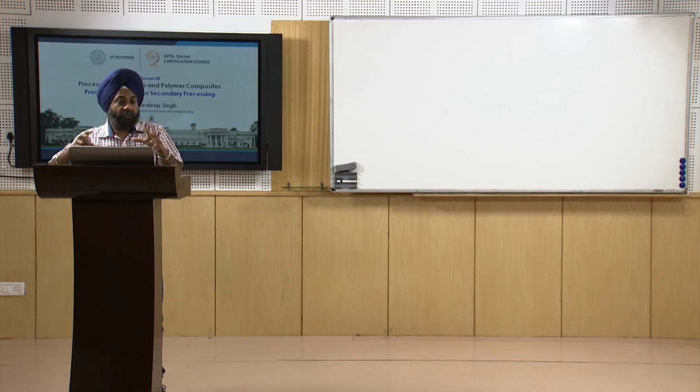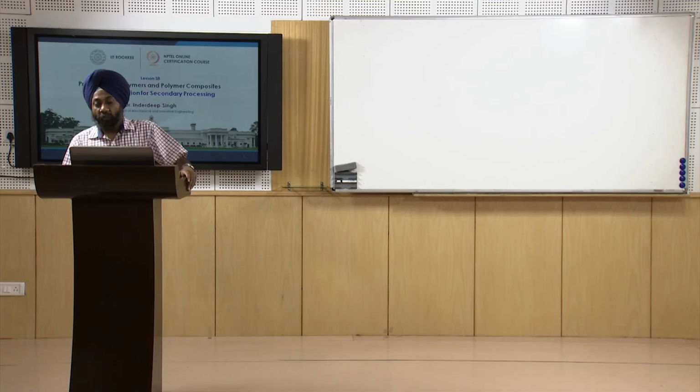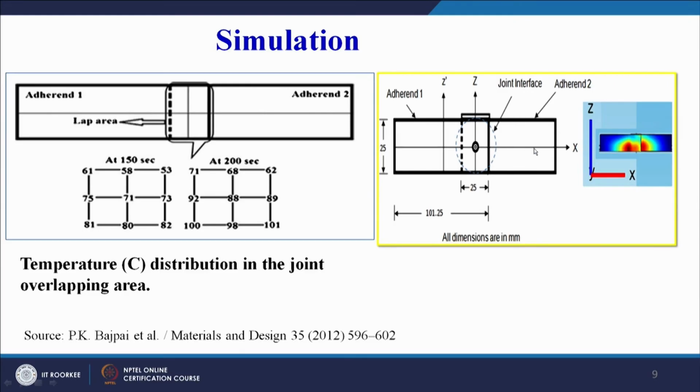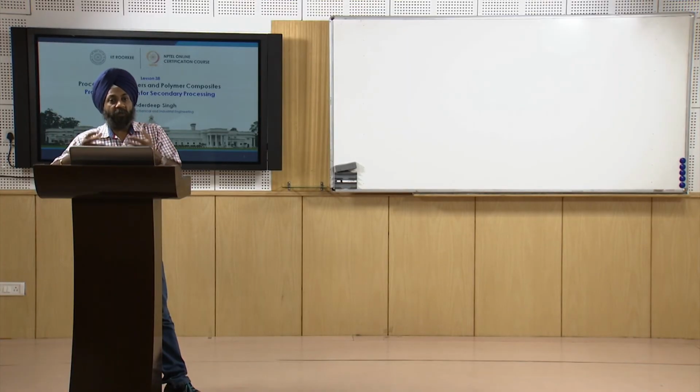So the input parameters can be the wattage and the exposure time, which we can very easily find out from the simulation results. This again shows the joint configuration. This is adherent 1, adherent 2, the two composite parts that we want to join together, and this is the joint interface area. On the top we have a susceptor, as we have already discussed in microwave joining, that there are materials which have a tendency to attract the microwaves, and these microwaves are helpful for heating the joint overlap area for developing the joint.